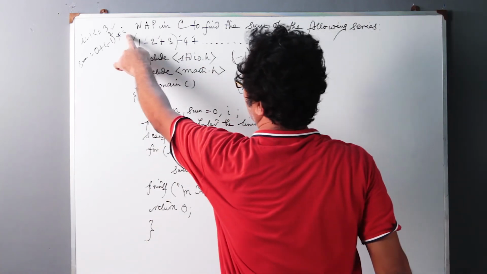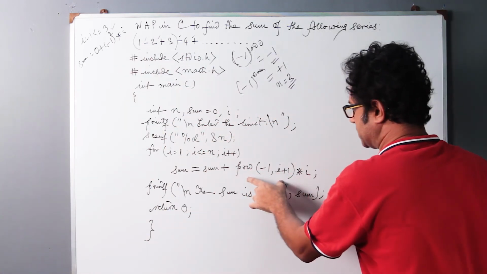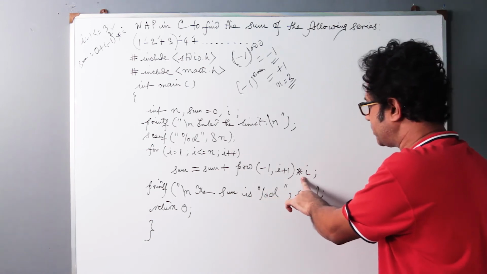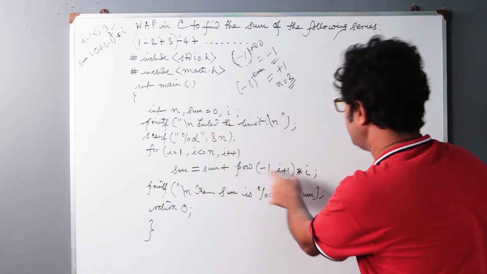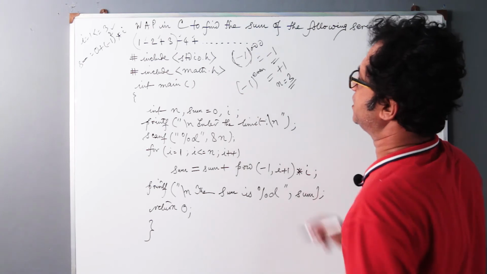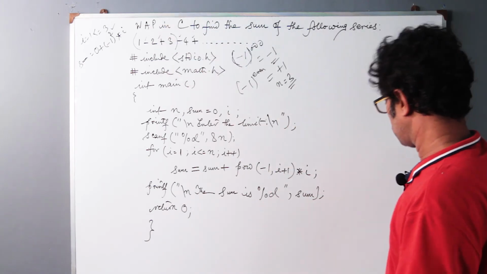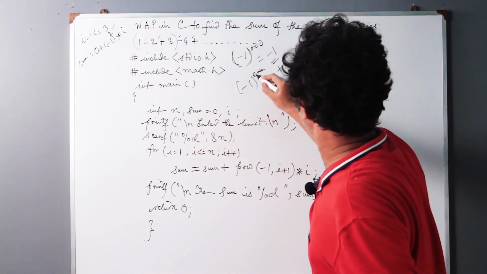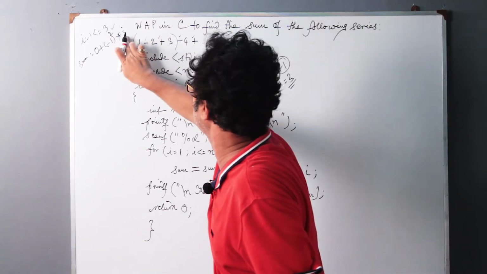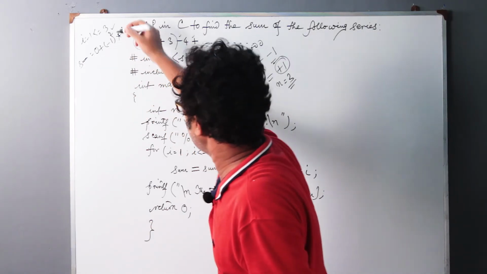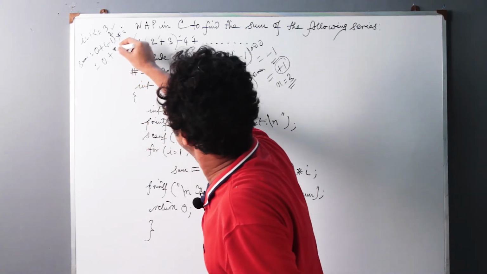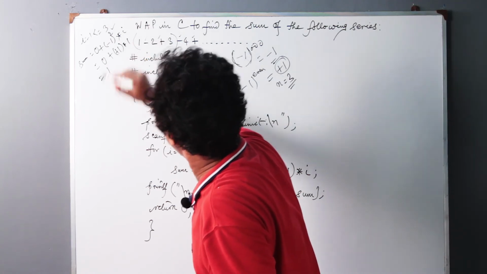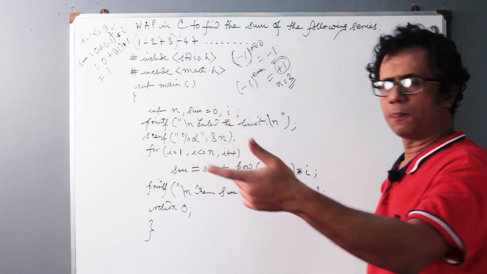So pow(-1, I+1) is being multiplied with the respective I value, that is the iteration variable, and then the calculation gives you the expected result of this program. Minus 1 to the power 2 is an even power, and minus 1 raised to an even power is always plus 1, so plus 1 into I. The I value is now 1, so 0 plus 1 into 1 gives you 1. So now the sum becomes 1.